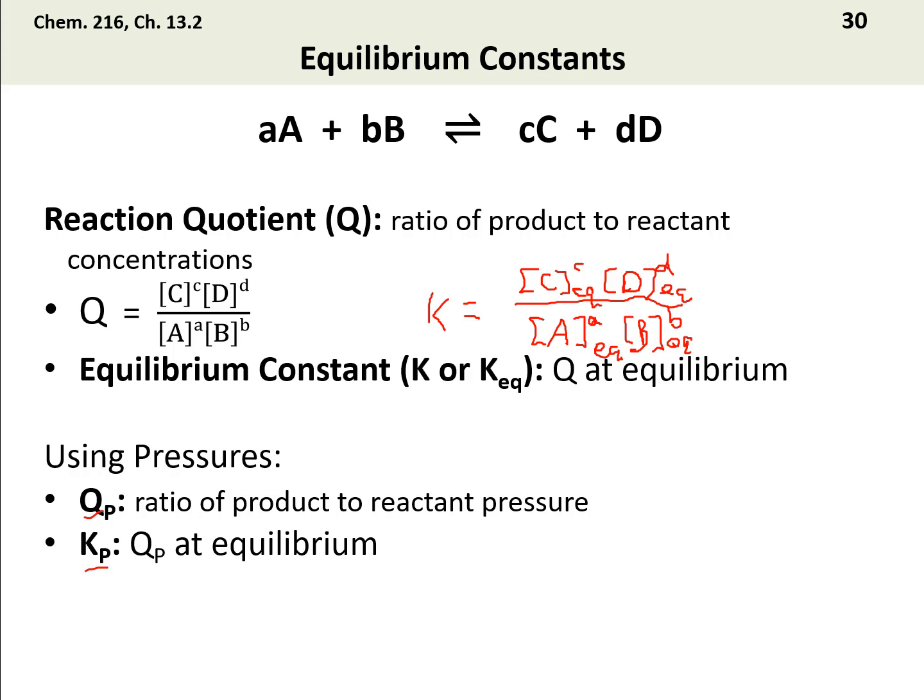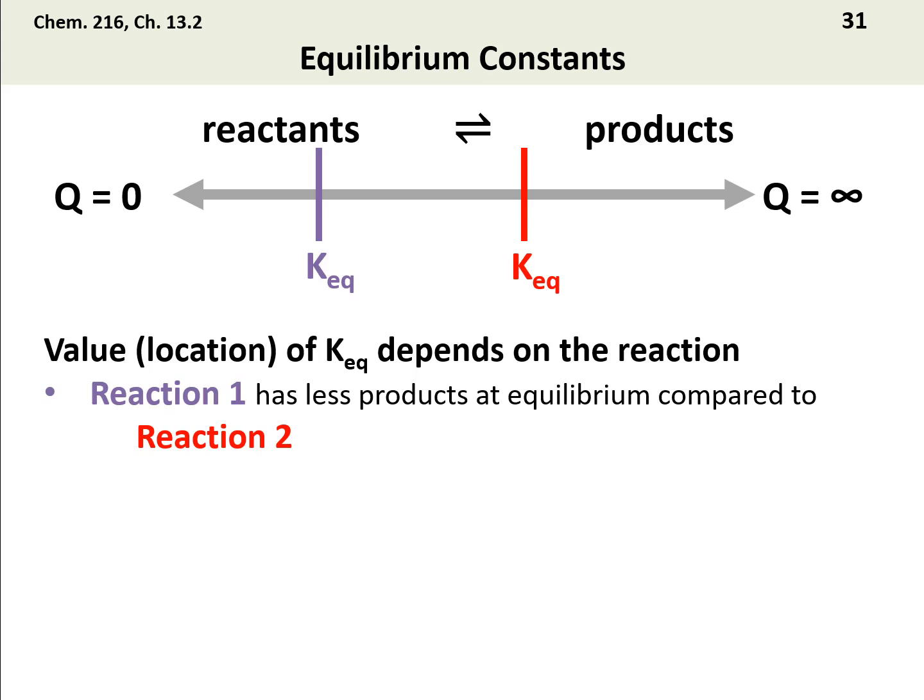All right. So let's see. Okay? So remember we said we're going to use a number line where Q can be anything from 0 to infinity. Okay? We have reactants and products. If I have two reactions, I can have reaction number 1 and reaction number 2. They can have different values for the equilibrium constants.